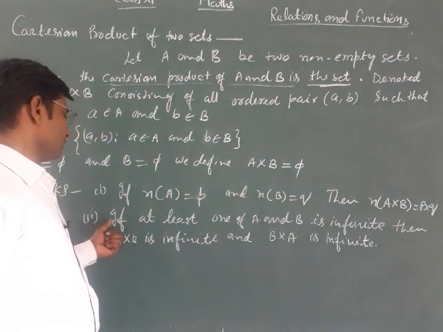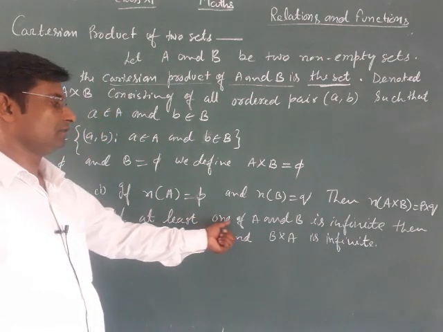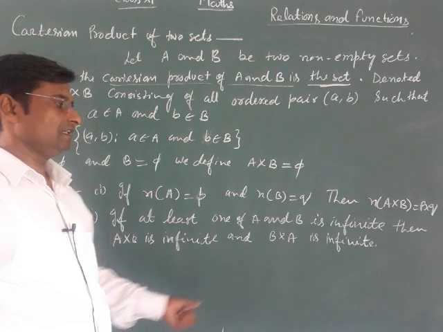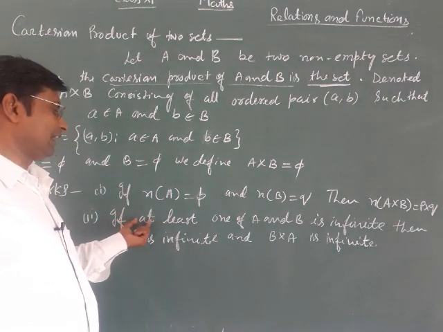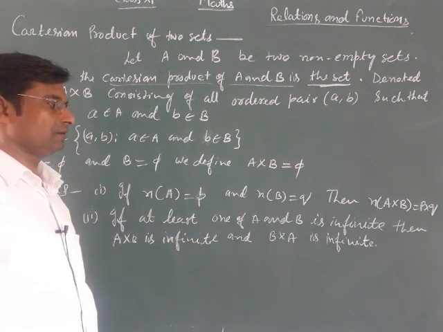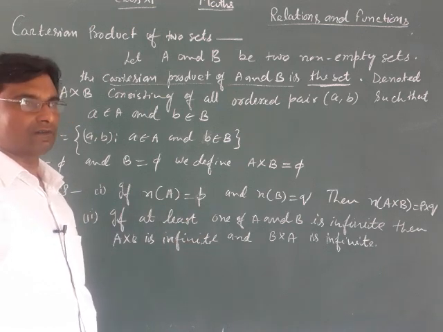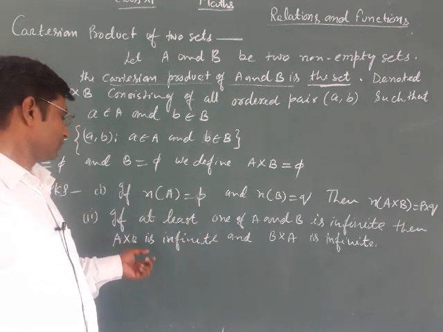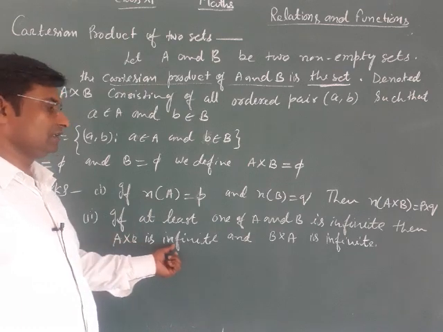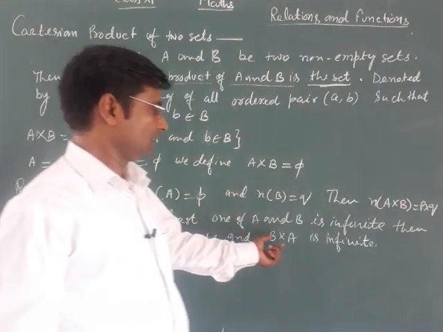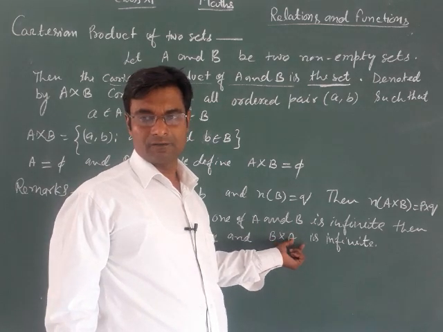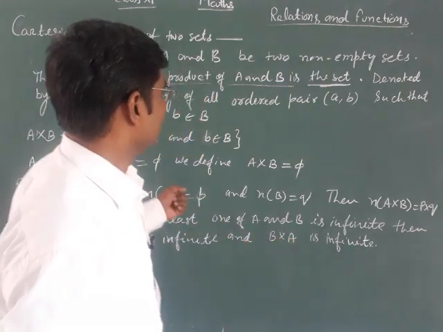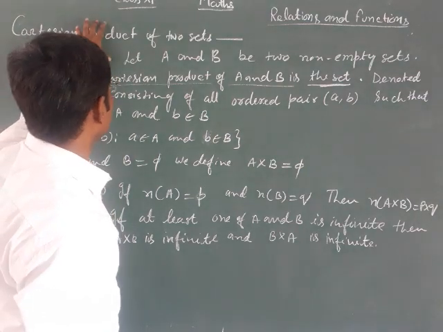And second part, if at least one of A and B is infinite, having an infinite number of elements, then A cross B is also infinite and B cross A is also infinite. So that is the Cartesian product of two sets.